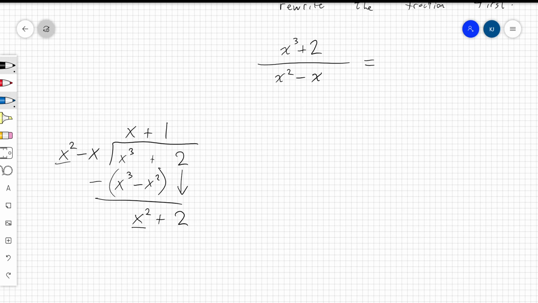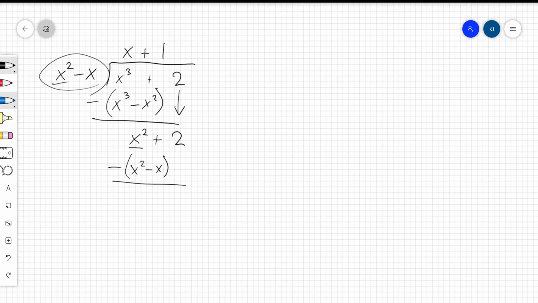And then you multiply that 1 times the stuff out here. So that would give you an x squared minus x. You subtract that off. When you do that, you'll get x squared minus x squared, which is 0. Negative negative x gives you a positive x, and you can bring down the 2 again. So x plus 2 is your current remainder. This will actually remain your remainder. So you would just get an x plus 2 as your remainder term.